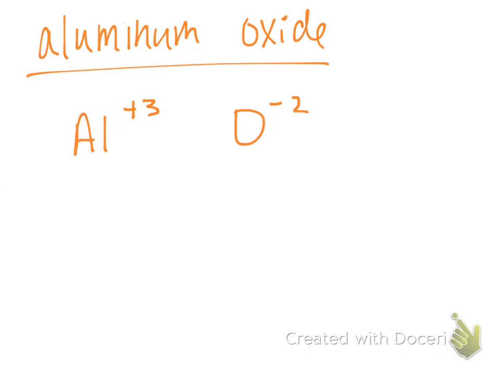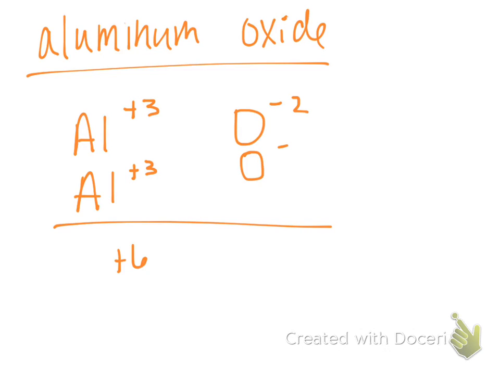It's 6. Okay? Because if I take 2 aluminums, that gives me a total charge of plus 6. And so how many oxygens do I need? I need 3. That's right. I need 3. Now that gives me a minus 6. Right? And if we put those 2 together, that gives me a neutral charge. Okay, so when I write my final compound, what's it going to look like?